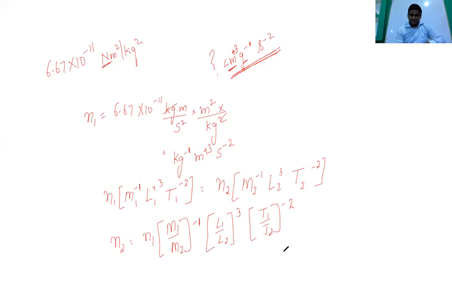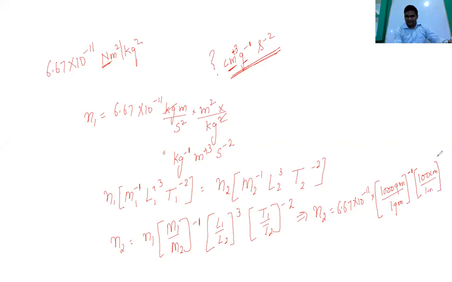Now you can solve it. So N2 is equal to N1 times 6.67 into 10 power -11, and here M1 is in kilogram, so you will write kg upon gram, 1000 gram upon 1 gram to the power -1, and for the length L1, length is in meter, so in 1 meter there will be 100 centimeter upon 1 centimeter to the power 3, and time will be 1 second for both, to the power -2.